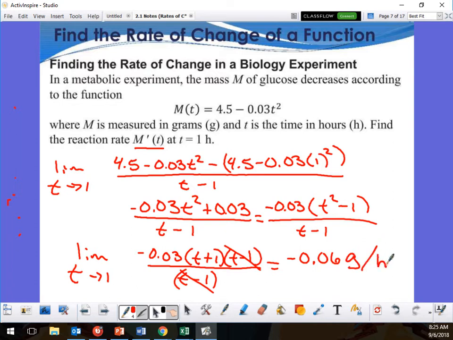And this rate of change is going to have units of grams per hour, so that's grams over hours. Wait, you said 2 hours? See this right here? When t is 1, plug in 1 for the t. So 1 plus 1 is 2, and 2 times that gives me this.